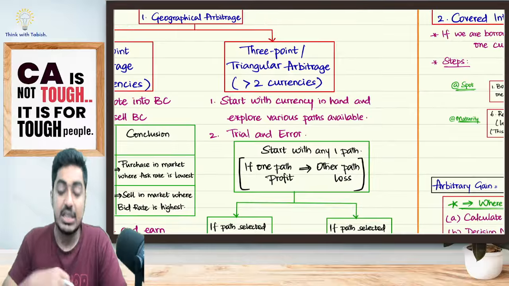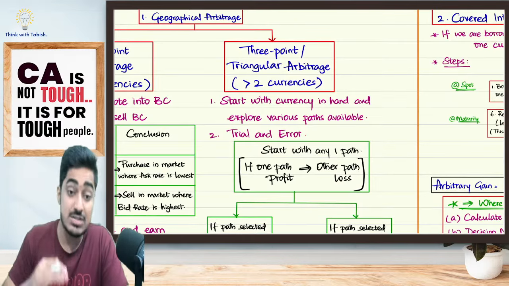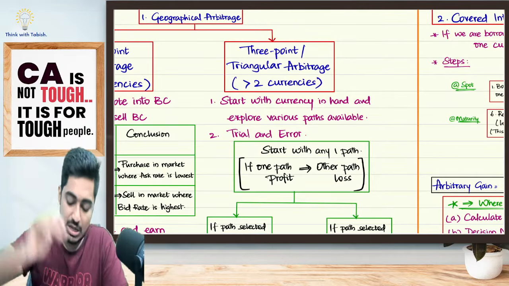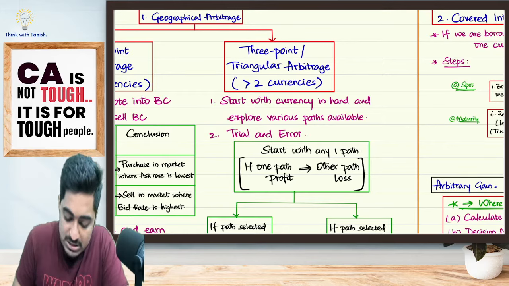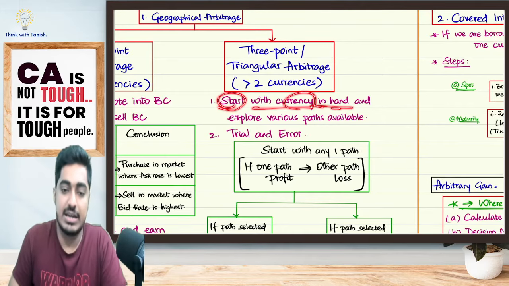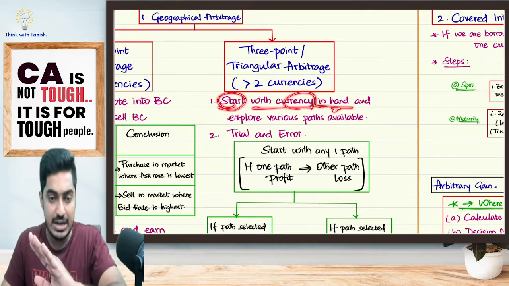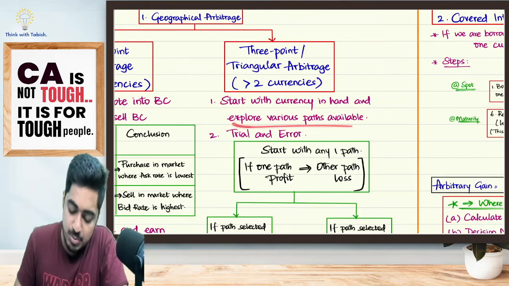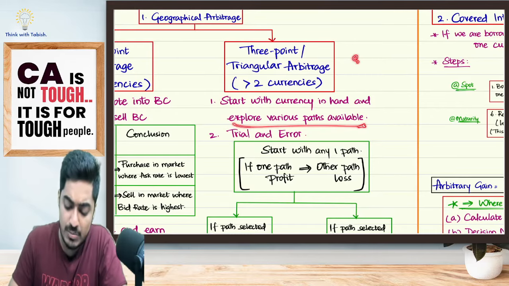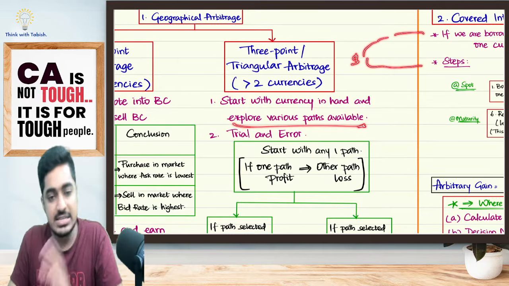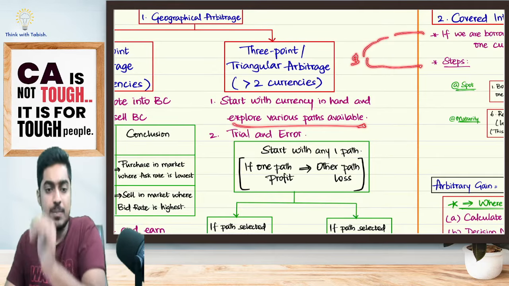Okay, next is 3-point or triangular arbitrage. This is when 3 or more currencies are there. Now, there are very simple steps to be followed. First step is to start with the currency in hand. If the question says imagine $1 lakh, that means you are going to start with that dollar. Then explore what all paths are available. Normally, 2 paths will be available for you. Explore both the paths and write down what all paths there can be.